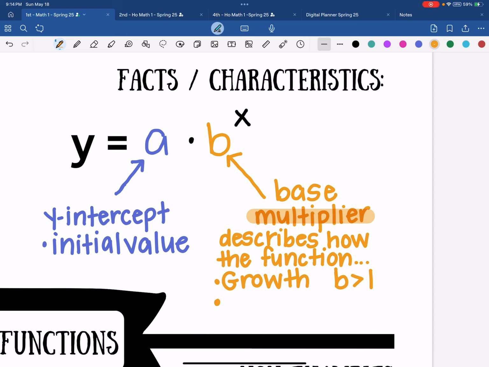So then we have decay. Now again, decay just means decreasing, it means it's going down. So my base is less than 1. However, my base can never be negative, so it has to be greater than 0. So no negative bases.